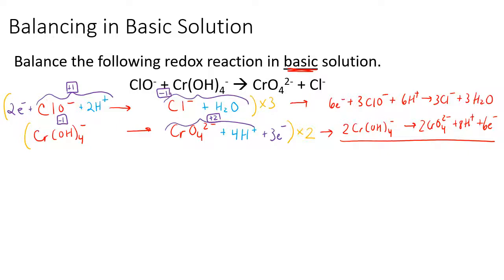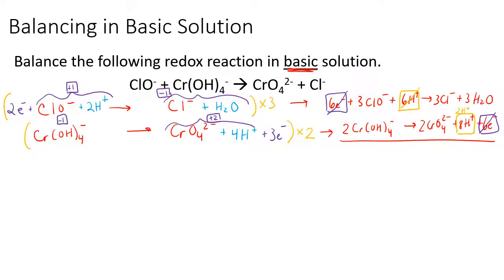Adding together our half reactions, we have 6 electrons on the right and the left hand side that will cancel each other out. We also have some hydrogen ions that we can reduce down. All 6 of our hydrogen ions on the left hand side will cancel with some of the 8 that are on the right hand side. We'll be left with 8 minus 6, or 2 hydrogen ions on the product side.